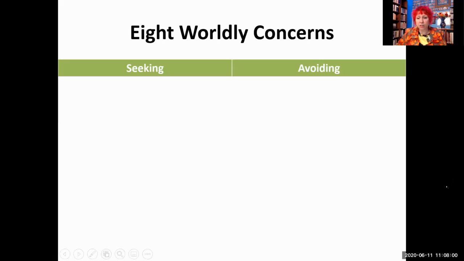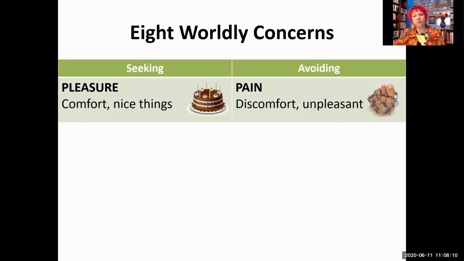Plus, they're addictive. So it's a little bit like drinking salt water. It's nice at first, but then we need more. So let's have a look at them. So first, the most obvious ones. We're always seeking pleasure, comfort, nice things, and avoiding pain or discomfort or unpleasant things. And if we were really seeking happiness and the causes of happiness, then we wouldn't do things like get caught out.